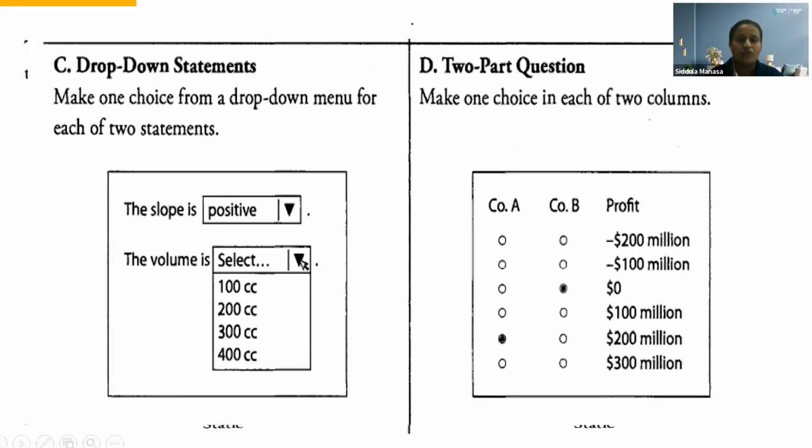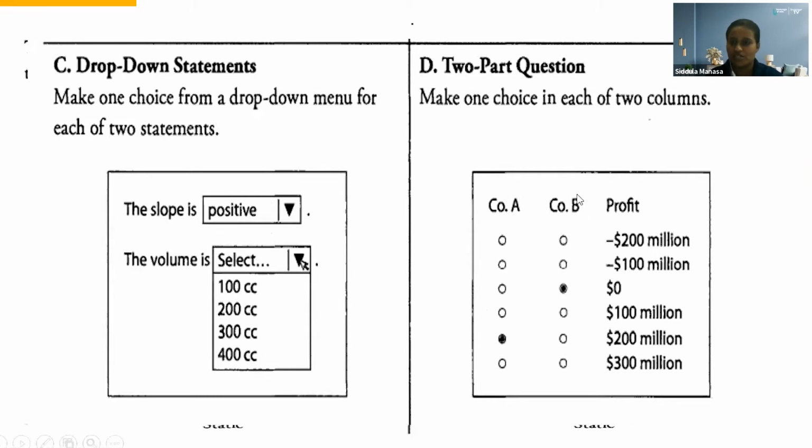Next one would be something like drop-down statements. You will need to answer using drop-down menus. You get a question, and the answer to this question is given in a format wherein you have to click on the drop-downs to select the right answer.